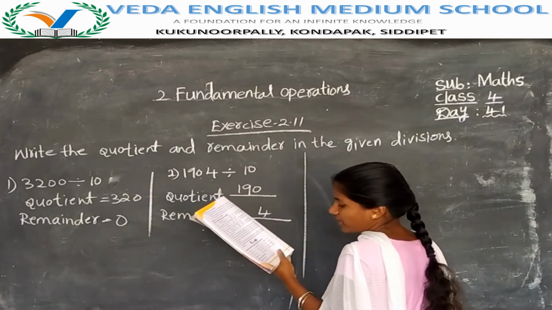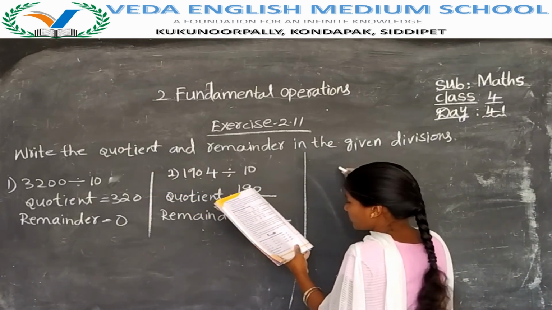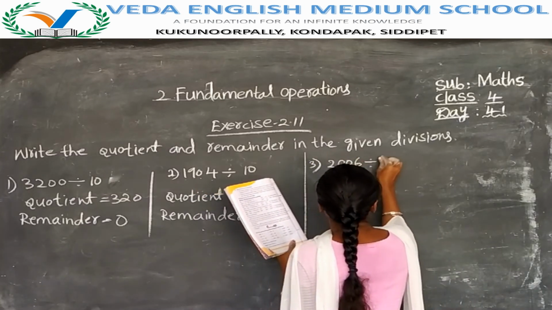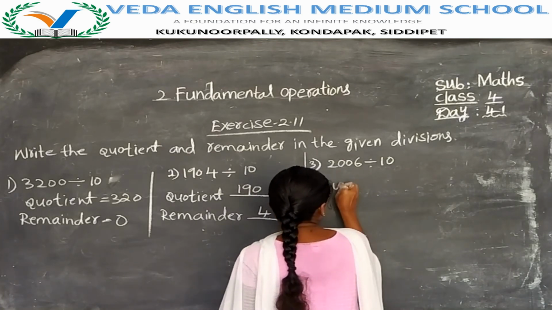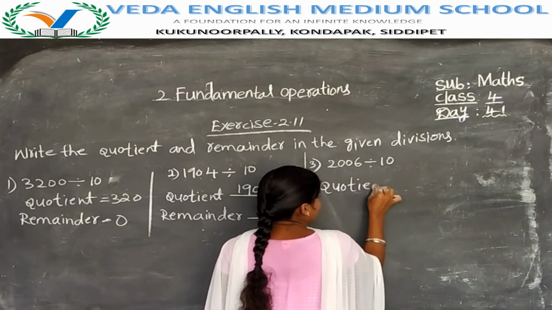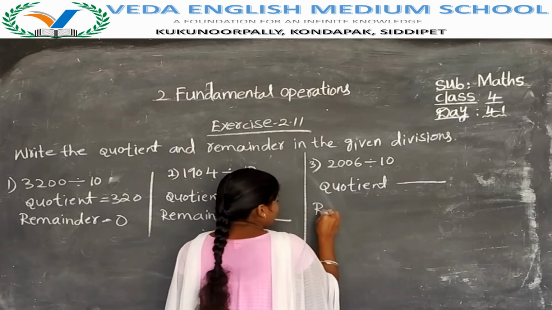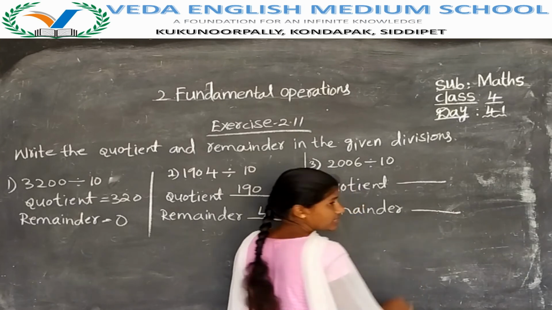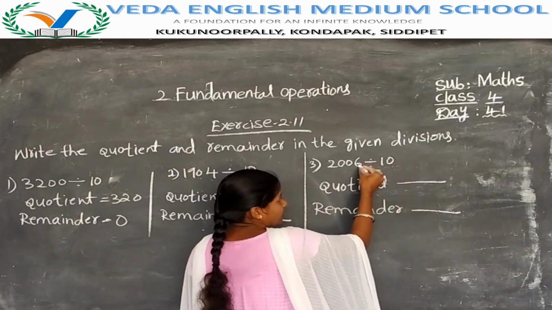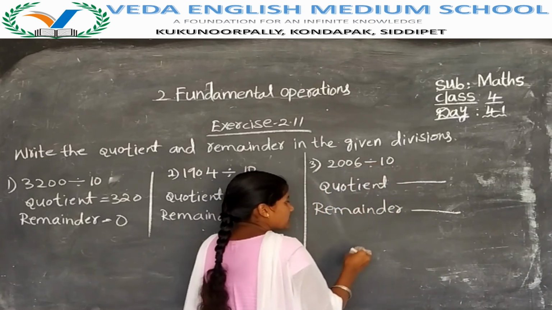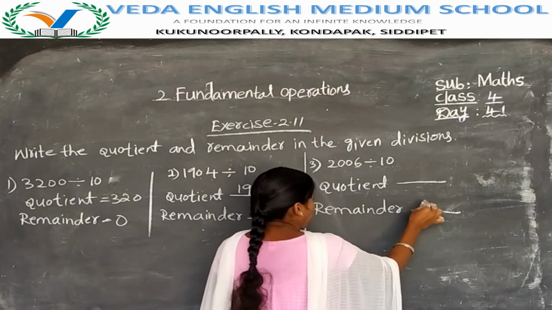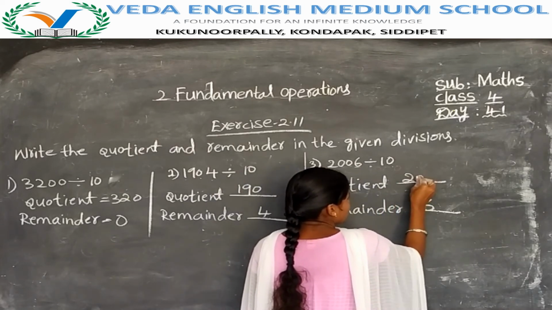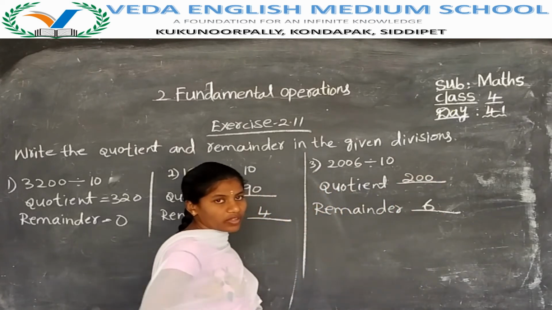Next, third one, same like second one. Next I will explain third one also. 2006 divided by 10. Quotient, remainder. What is the quotient, Nana? From the right side, first digit. What is the first digit? 6. 6 is remainder. Remaining 3 digits are quotient. So 200 is quotient.